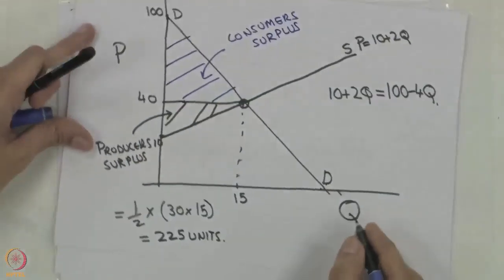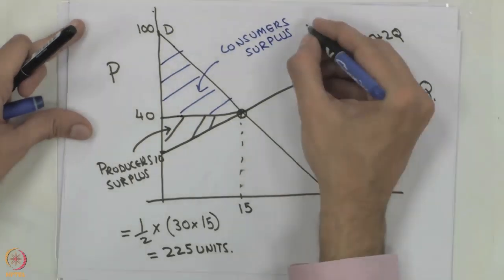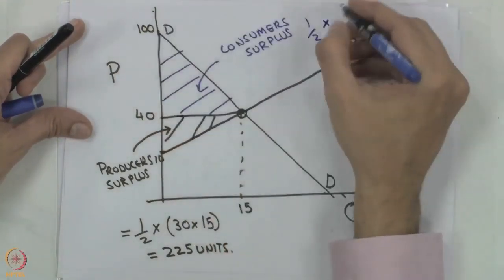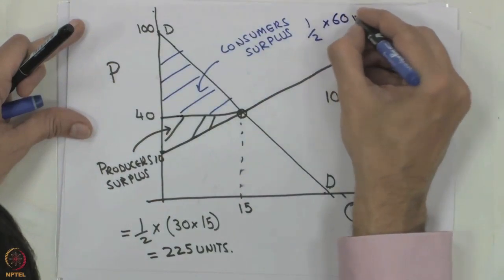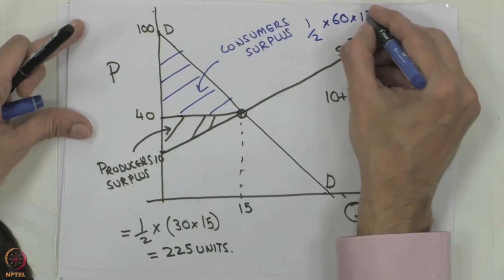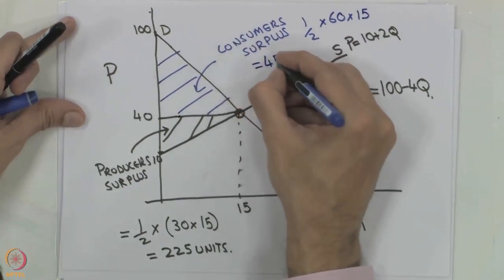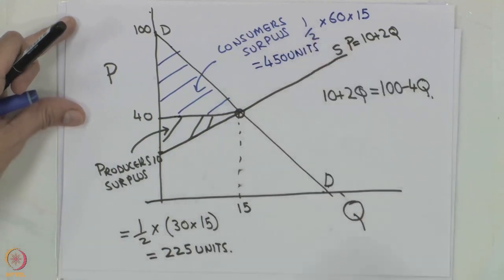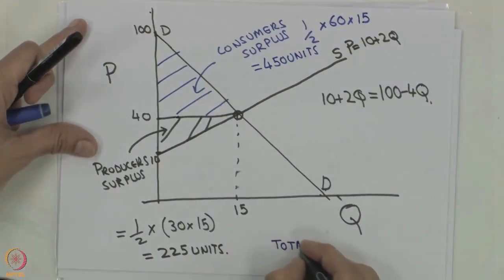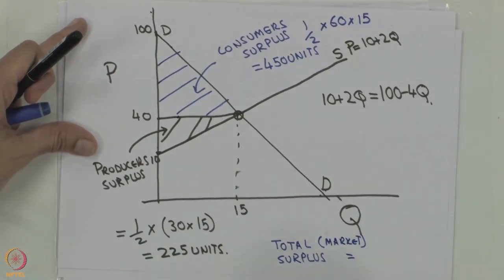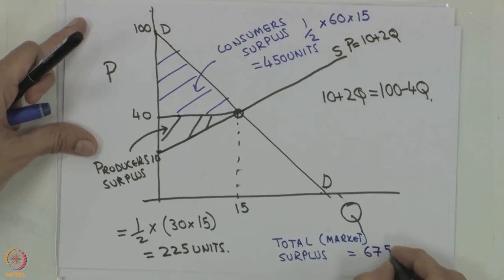So the consumer surplus here, this triangle, the area is going to be half into this is 40, 100 minus 40 is 60, into 15. So this is going to be 30 into 15, 450 units. Total surplus then becomes, it's also known as the market surplus, total surplus or market surplus, is 450 plus 225, 675 units.